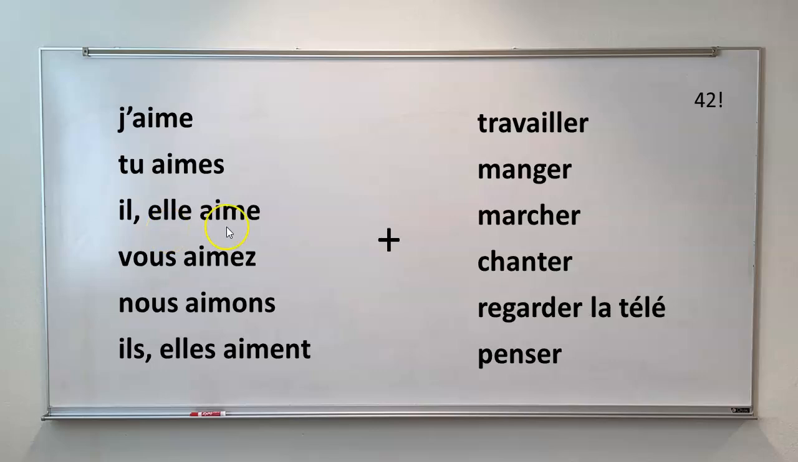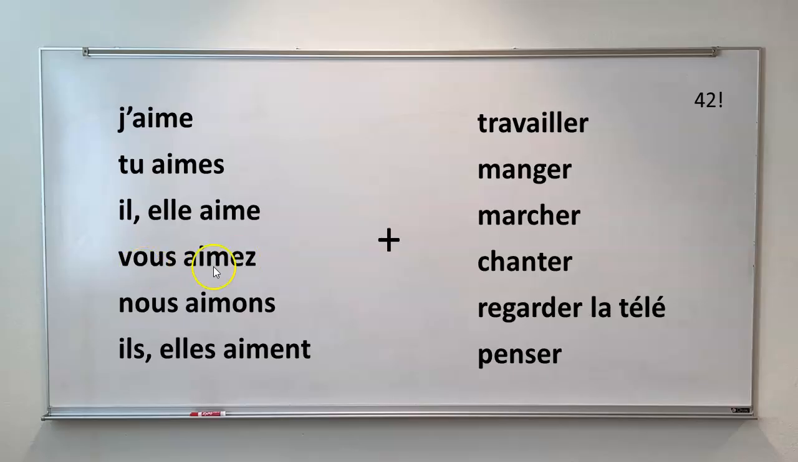She likes, elle aime. She likes to work. Elle aime travailler. She likes to eat. Elle aime manger. She likes to walk. Elle aime marcher. She likes to sing. Elle aime chanter. She likes to watch TV. Elle aime regarder la télé. She likes to think. Elle aime penser.